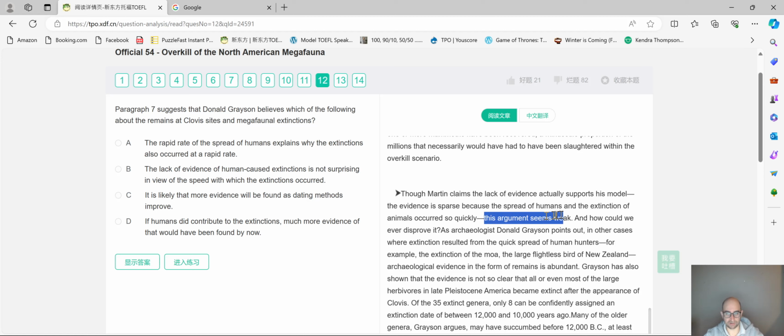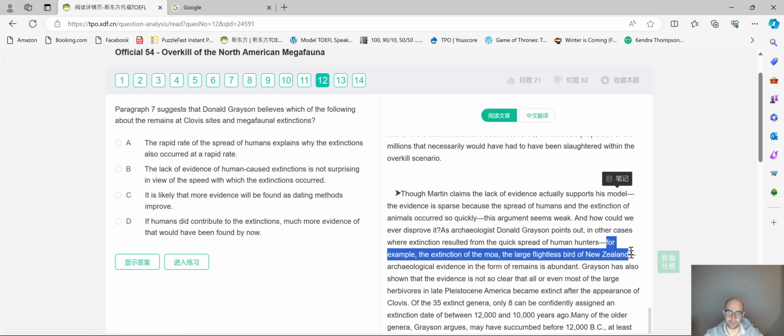But here they say this argument seems weak. Why is that? So keep reading. And how could we ever disprove it? As archaeologist Donald Grayson points out, so that's our guy. That is our subject. We remember that from the question. So he mentions other cases where extinction resulted from the quick spread of human hunters, and then here again, there's another em dash that has extra information that makes it clear what Grayson was talking about. For example, so transition words can help you. They won't hurt you. Just pay attention to that.